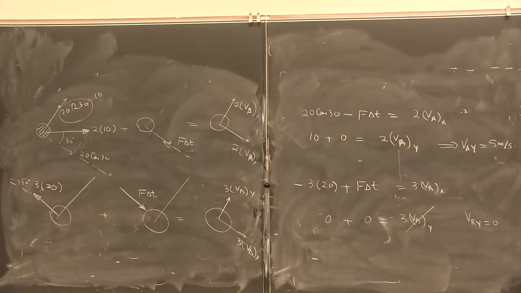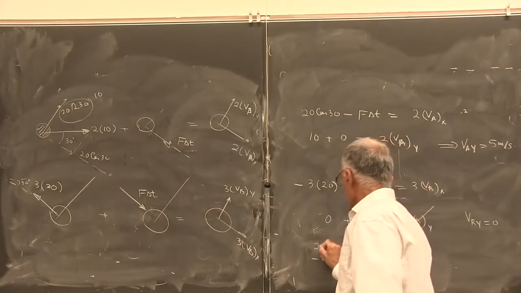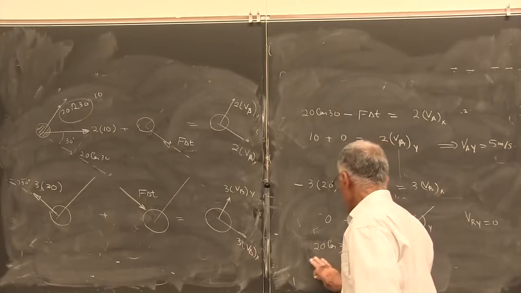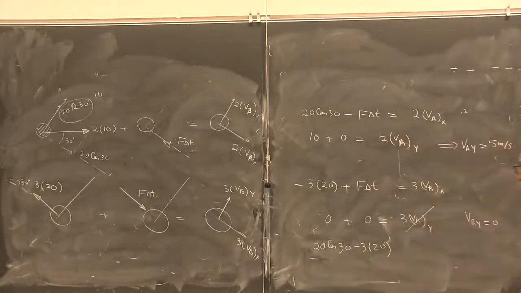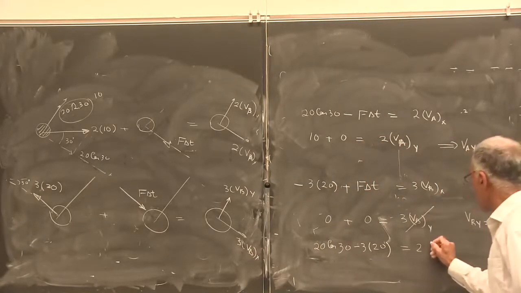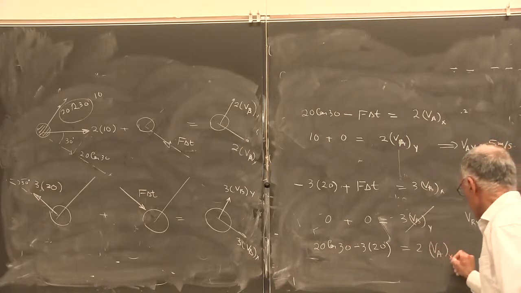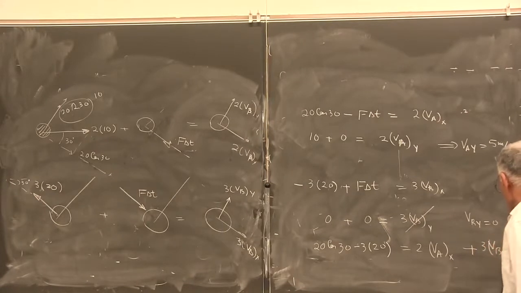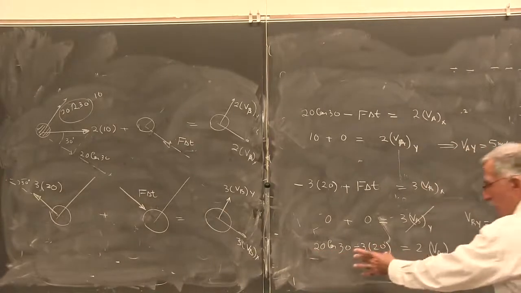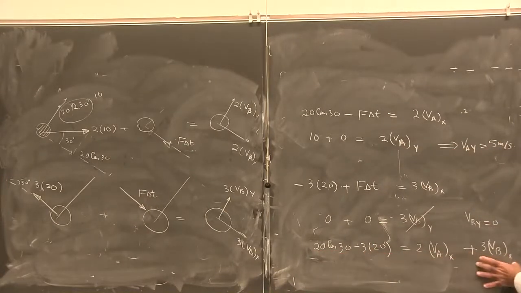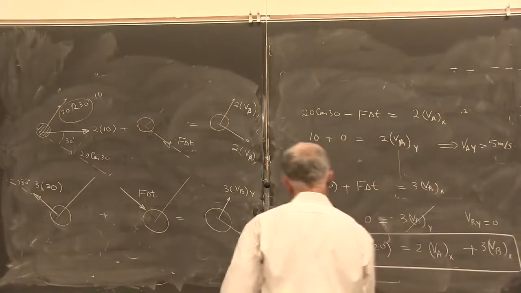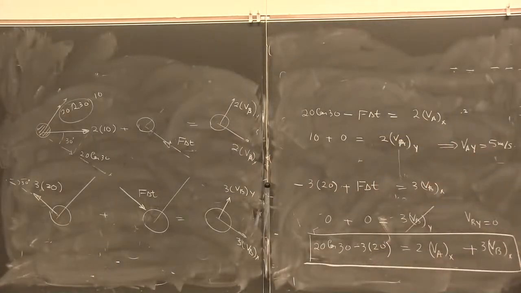So you can say momentum in the x direction: 20 cosine 30 minus 3 times 20 is equal to 2 vAx plus 3 vBx. That's called conservation of momentum. So you get one equation that's called conservation of momentum.